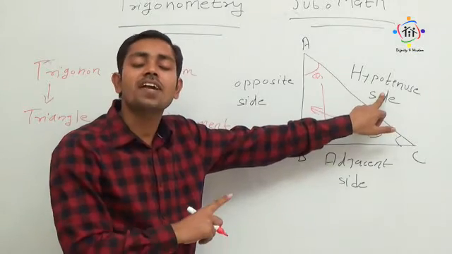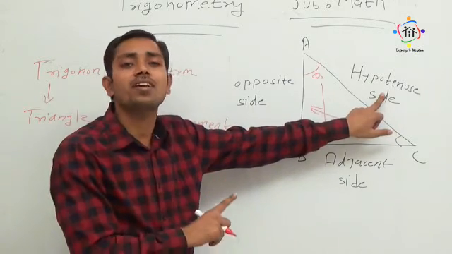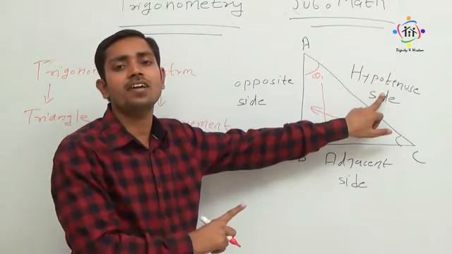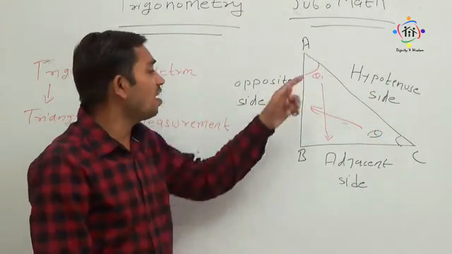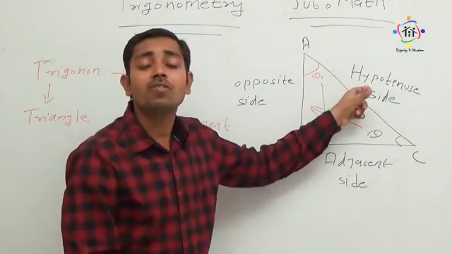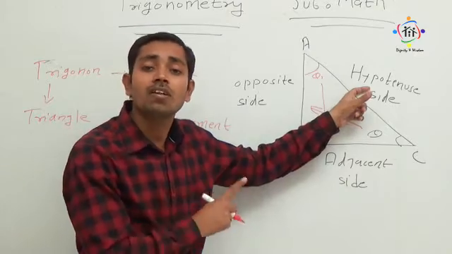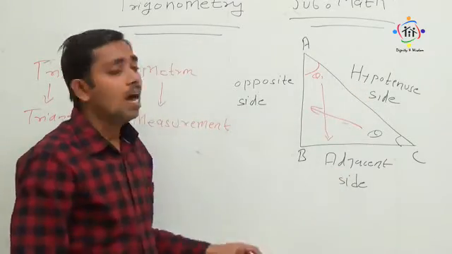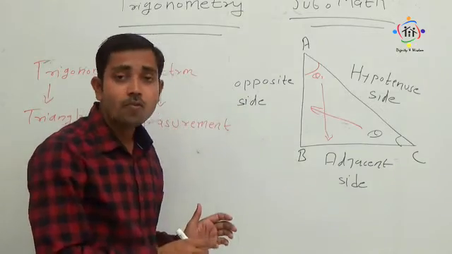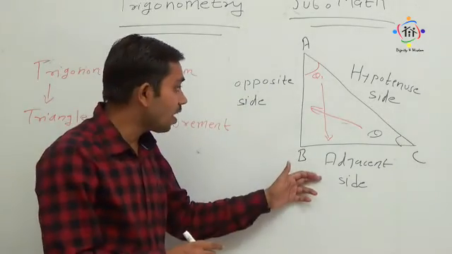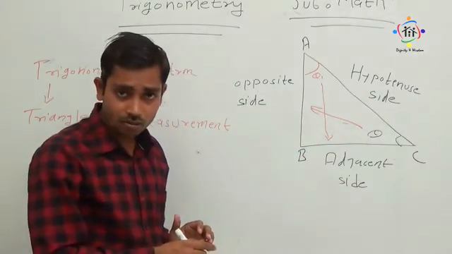The hypotenuse is always fixed for a given right angle triangle. In any given right angle triangle, there is one largest side out of the three sides. The largest side is called what? Hypotenuse, my dear students. So I think you have understood how to recognize which one is the opposite side, the adjacent side and the hypotenuse, my dear students.